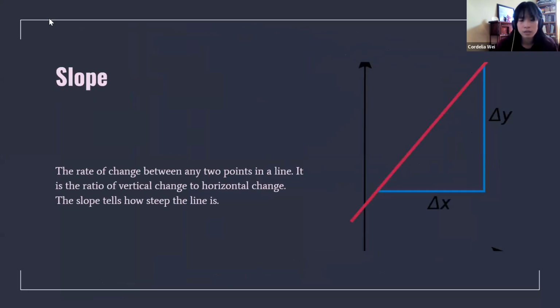Slope. Okay, this is a little review of what we did last week. A slope is a rate of change between any 2 points in a line. It is the ratio of vertical change to horizontal change. It tells how steep the line is. Like you see in the picture here, the red line would be the slope. It's just how steep the line is and how much the line is going up.